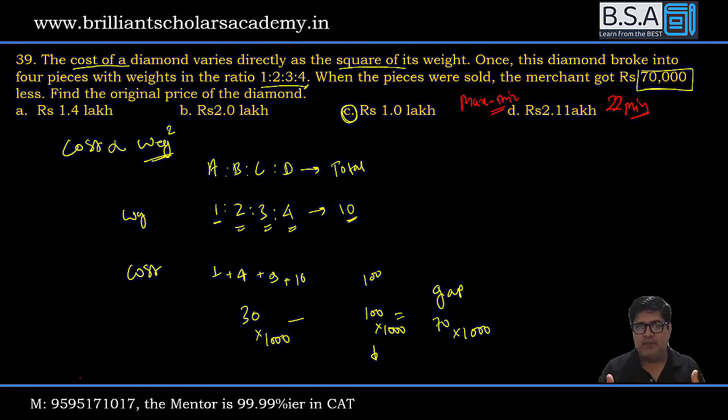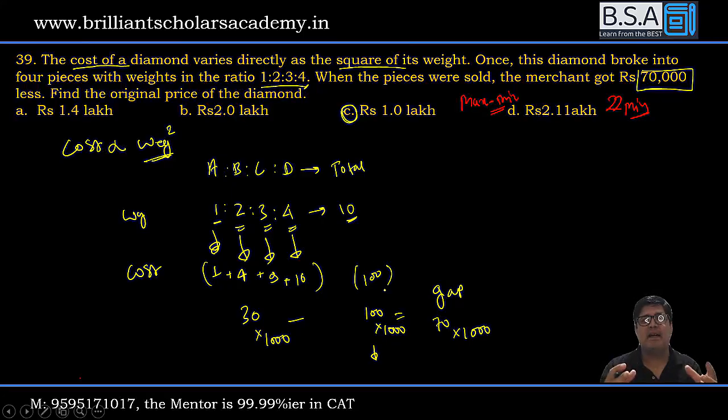So pay attention. 1, 2, 3, 4 are the weights after breaking down. Before breaking down, weight should be 10. Now prices depend upon the square of the weight. All I have done in this question is perform these squares. Left hand side is the price of broken pieces. Right hand side is the price of the complete diamond. So I see a loss of 70 rupees happening, but in reality it is 70,000.